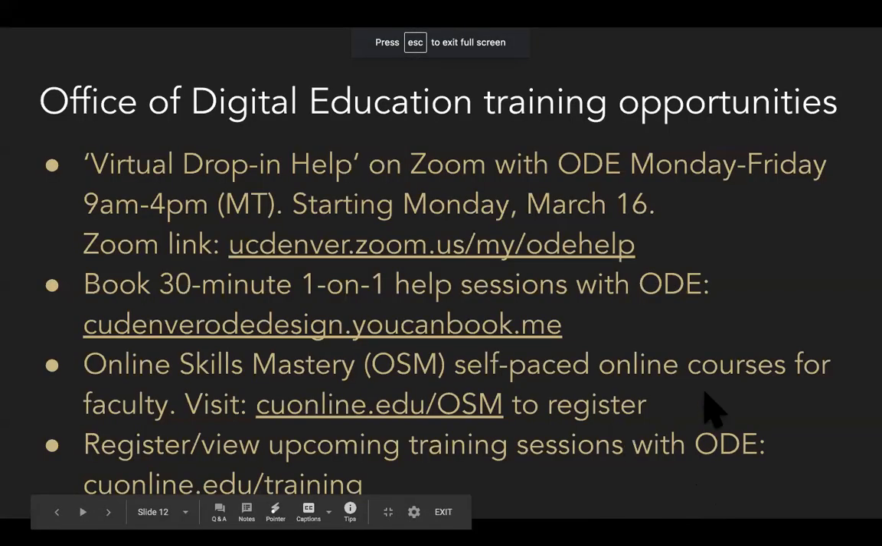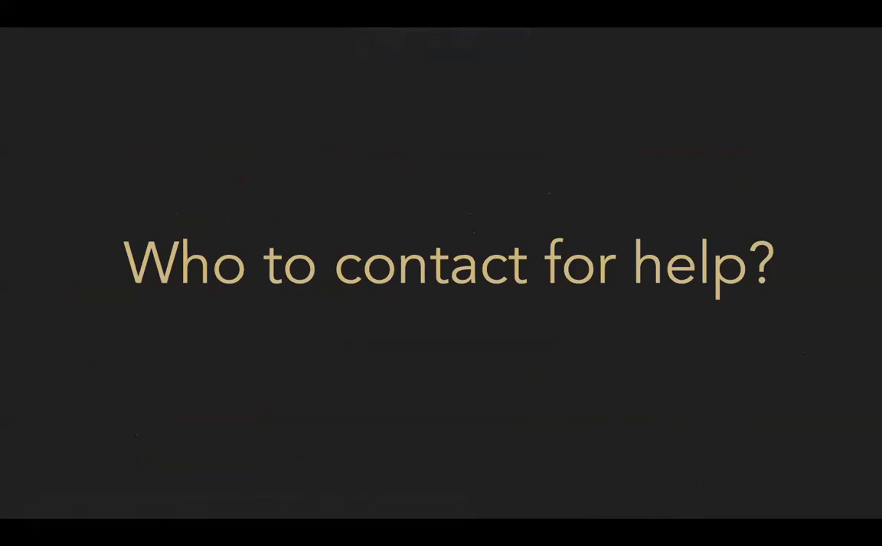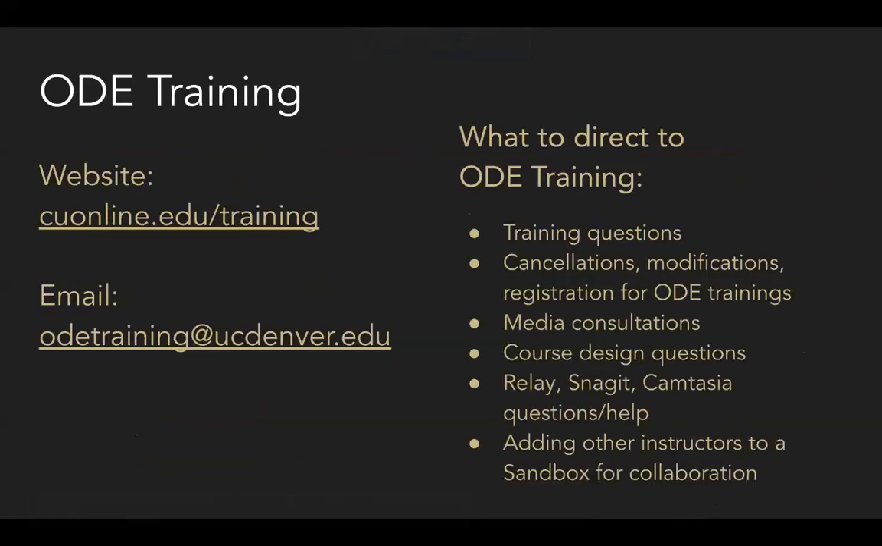There we go. And so this is perhaps the most important part: who to contact for help. So again, ODE training, we have a website, cuonline.edu/training. We also have an email address that we check very, very often, odetraining@ucdenver.edu. And these are the things that you can direct to us if you have any kind of training questions, if you need to cancel or modify your registration for any of our trainings.